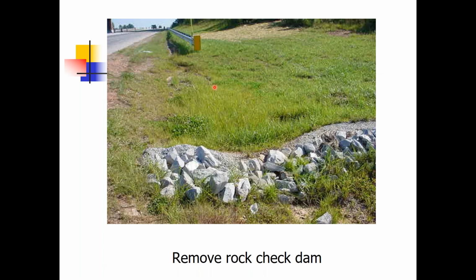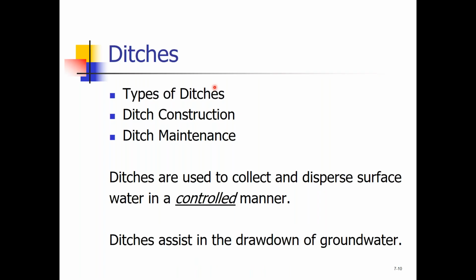In terms of ditches, let's talk about what the types are. I also want to talk about how we construct one, and then finally, how we maintain one. Now, in general, ditches are used to collect and disperse surface water in as controlled a manner as we can. We want to control where it goes and how it gets there. We also want to make sure we're getting the groundwater to go down as quickly as possible.